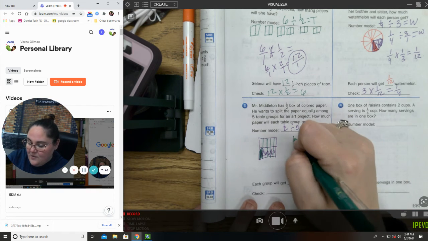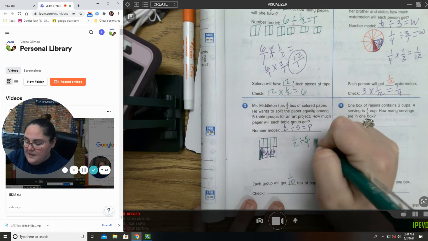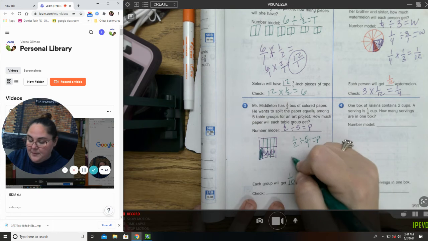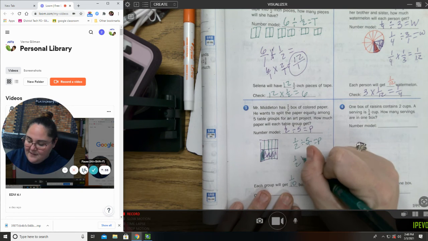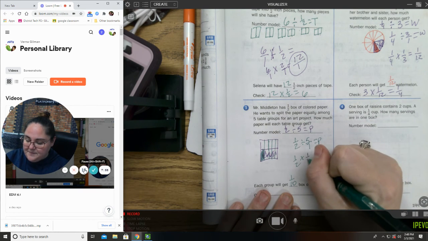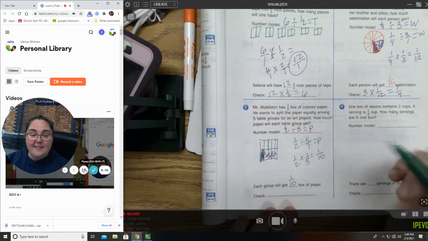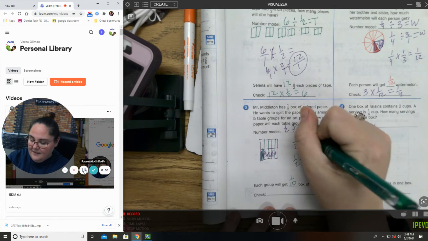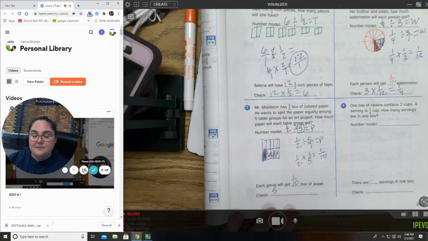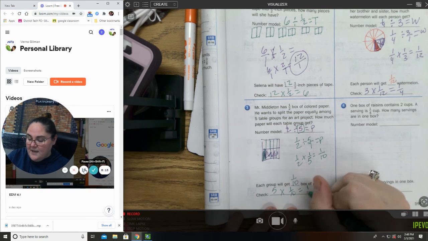Let's check the math way. 1/2 divided by 5 over 1. Keep, change, flip. 1 times 1 is 1, 5 times 2 is 10. That means we are correct. Let's check our answer. 5 times 1/10 equals 1/2.